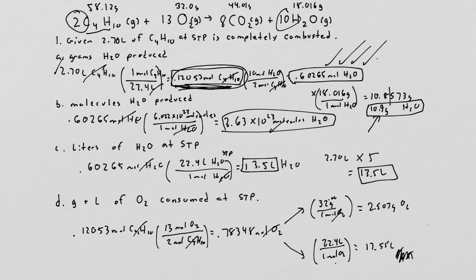Sig fig wise, we're going to round it here, so it's really 2.51 grams, and this would be 17.6. I'm not so focused on the sig figs. The key thing is to make sure that anything that's not an exact number, you take it out as many places as you can, so that in the end you can round to the right number of sig figs.